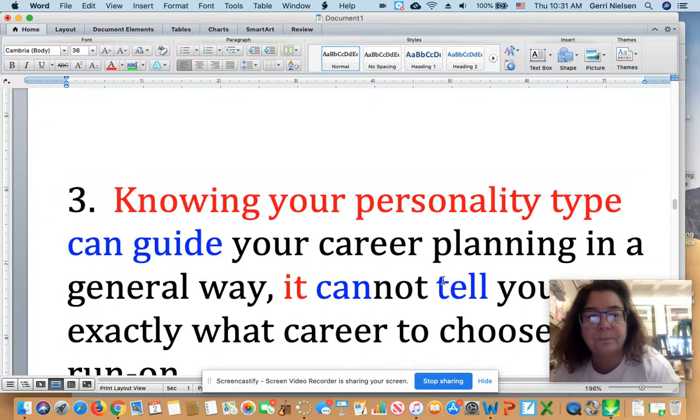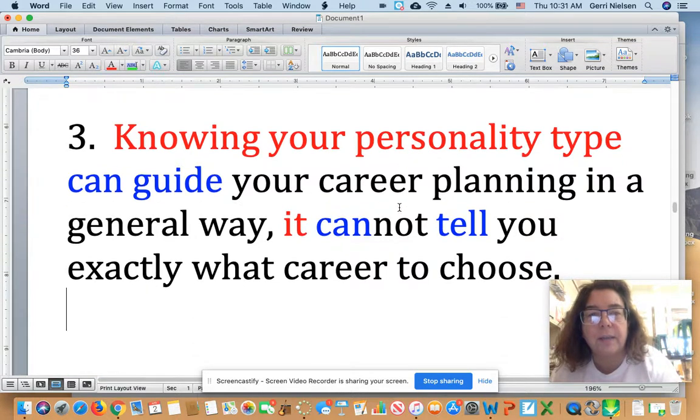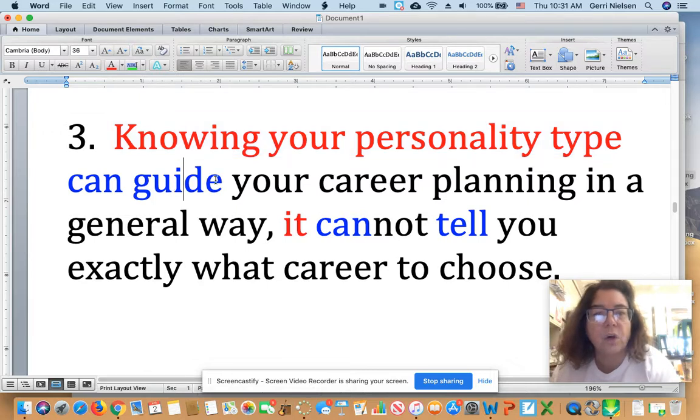Number three. You already know the answer there. "Knowing your personality type can guide your career planning in a general way. It cannot tell you exactly what career to choose." So we have one subject here with a verb. This is a weird long subject. This is a gerund phrase that's acting as the subject of your sentence. So, knowing your personality type can guide. Then you've got a second clause here. It can tell. So we have two clauses.